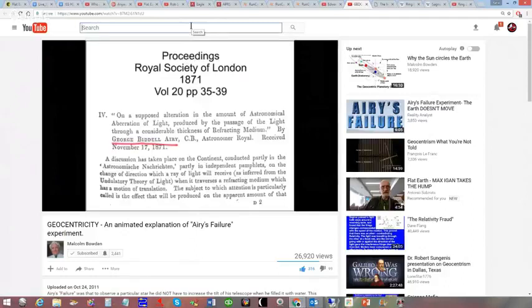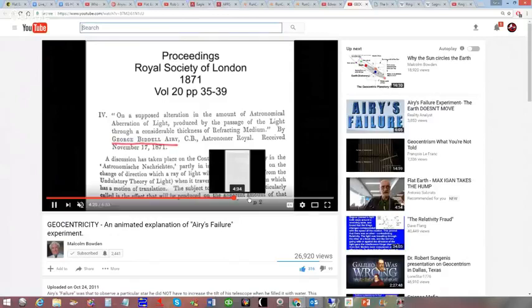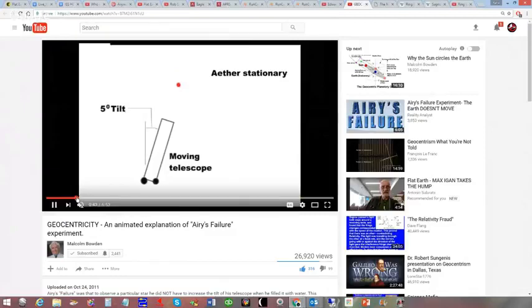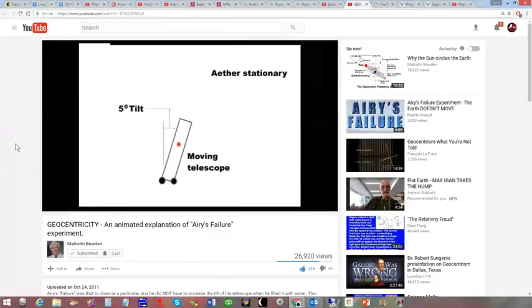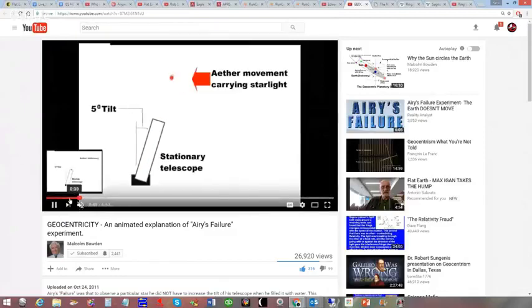But what we're going to do is just talk about this ether, whatever it is that waves propagate through, and light propagates through, and radio waves propagate through. There were several experiments that were done proving the ether. For example, Airy's failure, in which the idea was to determine whether or not the Earth was moving through the ether, or whether the starlight was propagating with the ether coming in from above.